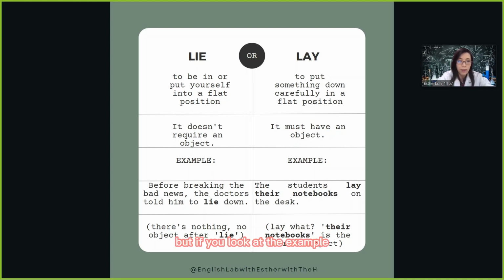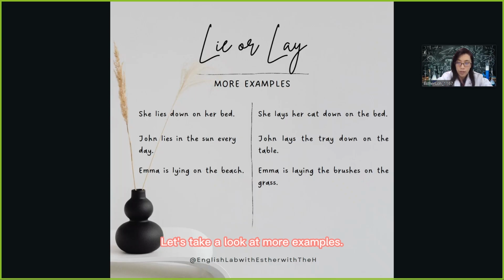But if you look at the example, lay their notebooks. Ask yourself this: lay what? And as I say, what has to be something, an item. So lay what? Lay their notebooks. So their notebooks is the object here. So you can see here, lie and lay. Lie, you don't need any object. But if you use the word lay, you need an object. Let's take a look at more examples.